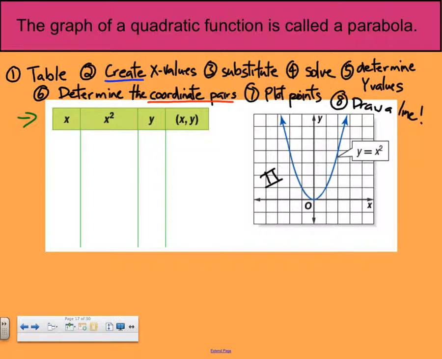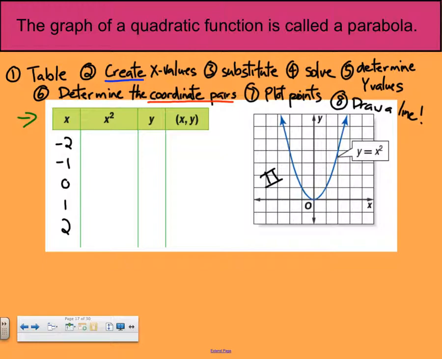So I'm going to choose -2. I'm going to choose -1, 0, 1, and 2. So we usually want to choose 0 and 1 and small numbers that are easy to calculate that will give us some results. So we've created the x values we're going to work with.